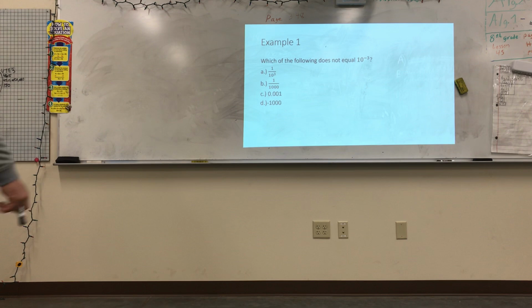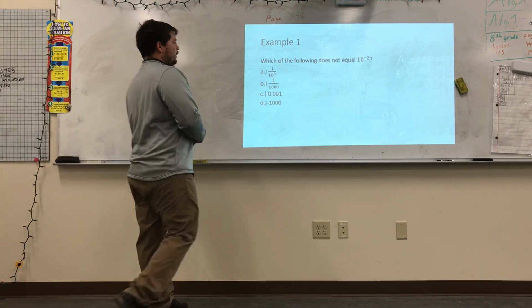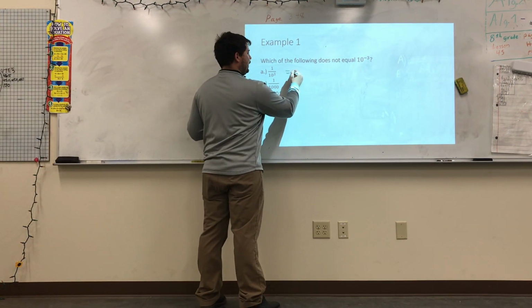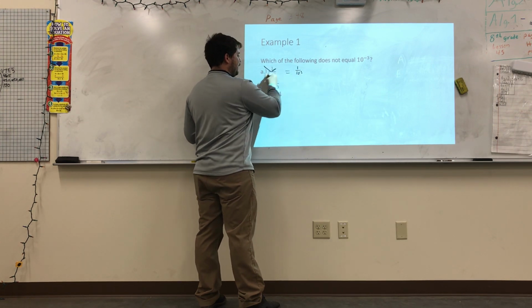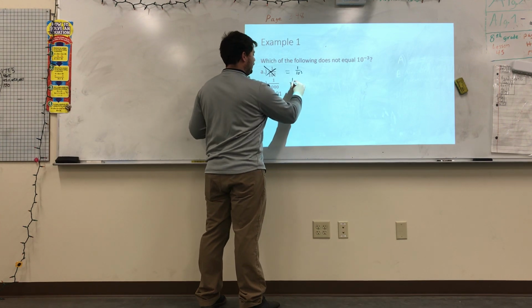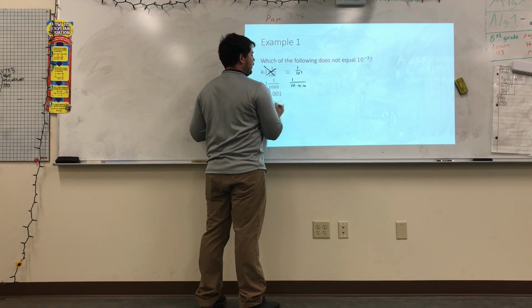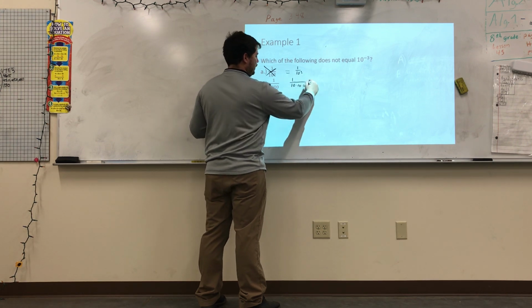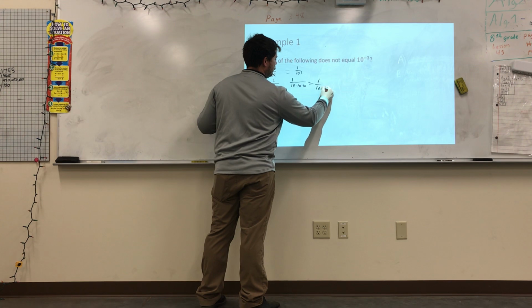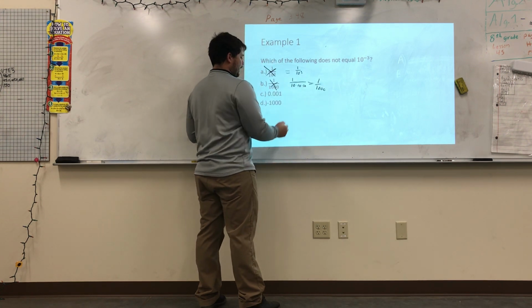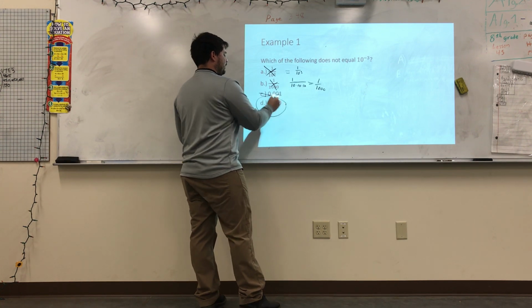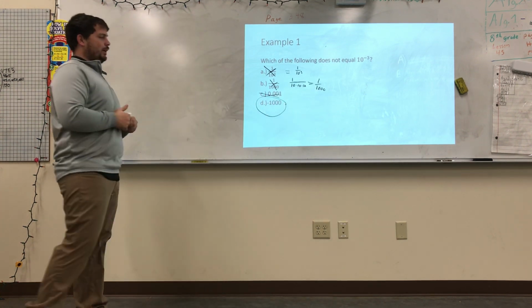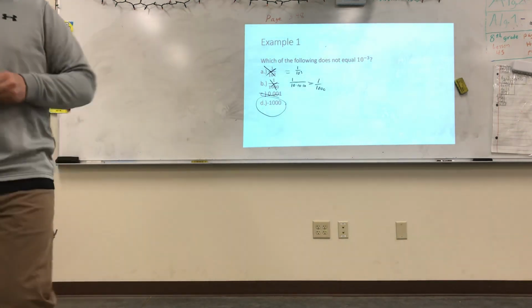Which of the following does not equal 10 to the negative 3rd? If you recall what I just said, to get rid of that negative exponent, we move it to the bottom. So we have that one, so that's not it. We multiply 1 over 10 times 10 times 10, which equals 1 over 1,000. Gone. We write this as a decimal, we're going to get this one. Gone. This is the correct answer. A negative exponent does not mean you have a negative number.